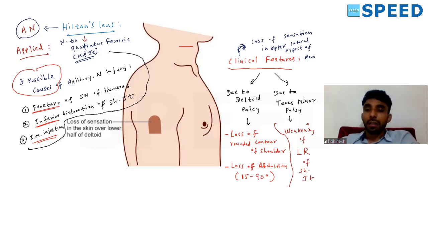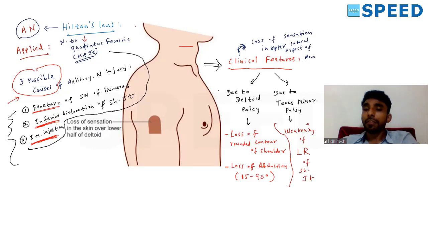Now coming to the applied aspect of the axillary nerve, you know the three possible causes for axillary nerve injury, isn't it? Fracture of the surgical neck of the humerus, fine? Then inferior dislocation of the shoulder joint, and intramuscular injection, when it is given wrongly in the upper part of the deltoid. Inappropriate IM injection, fine. Okay, so these are the three possible causes for axillary nerve injury, and you will be knowing the clinical consequences of the axillary nerve injury, isn't it?